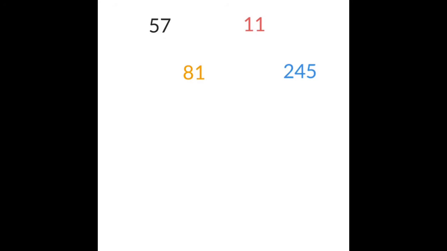So this time we've got 4 different numbers. We've got 57, 81, 11 and 245. This time let's order our whole numbers in ascending order from the smallest to the biggest. Now let's look at how many digits we've got. So we've got a 2-digit number, 2-digit number, 2-digit number, and the only 3-digit number here, so we know that because this has got hundreds, it's going to be our biggest number.